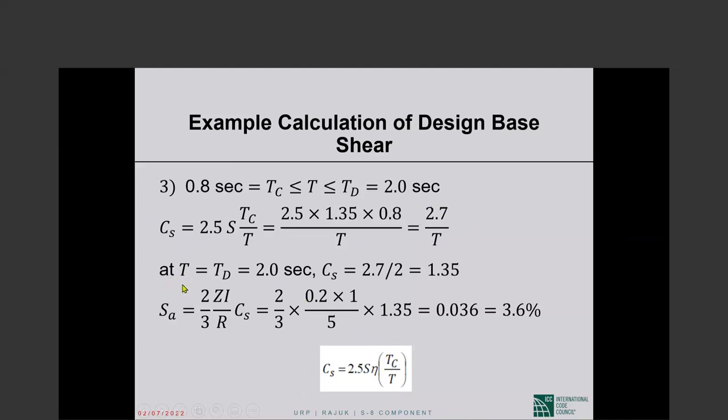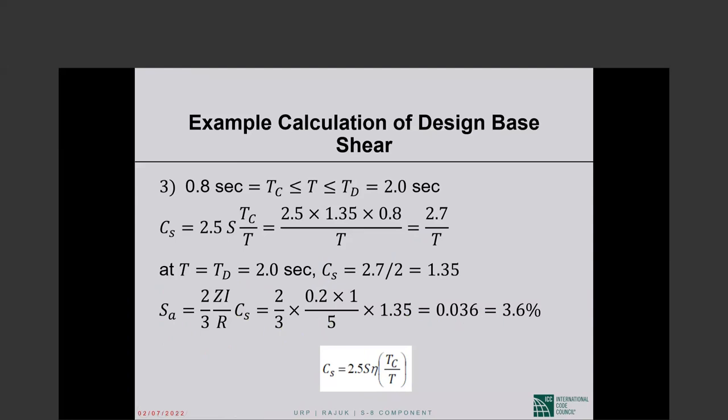So at T equal to T sub D equal to 2, that is at the end of the descending branch, C sub S would be 2.7 divided by the period of 2 seconds, that is 1.35. So S sub A would be 2/3 times 0.2 I upon R of 5 times C sub S of 1.35. That comes to 3.6%, 0.036.